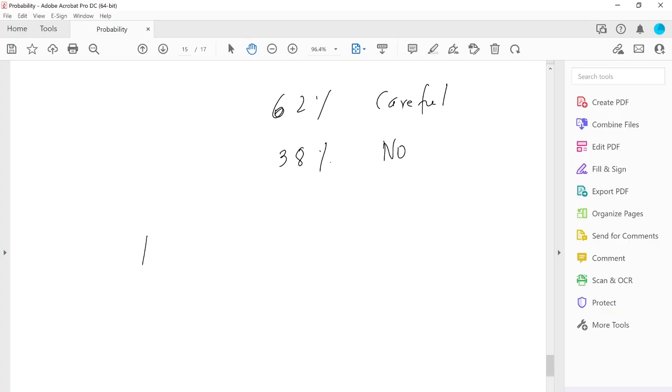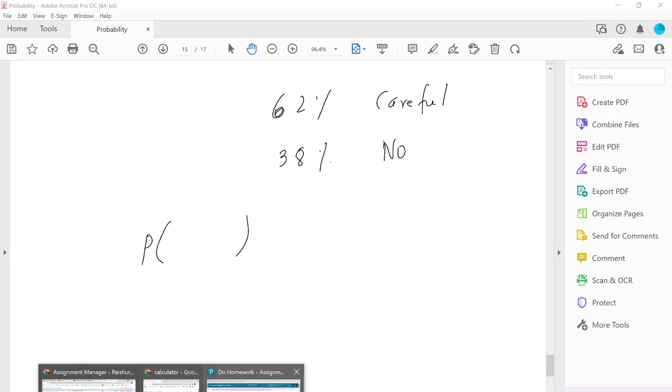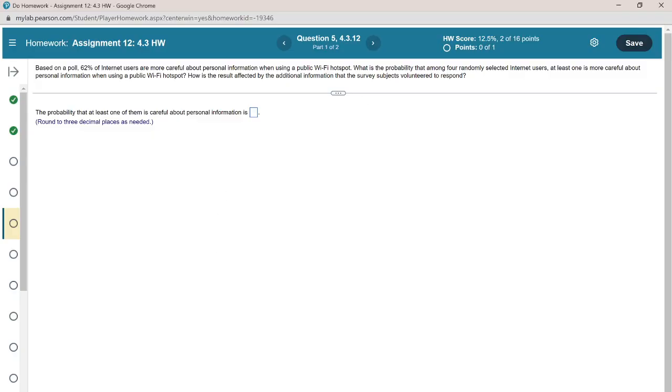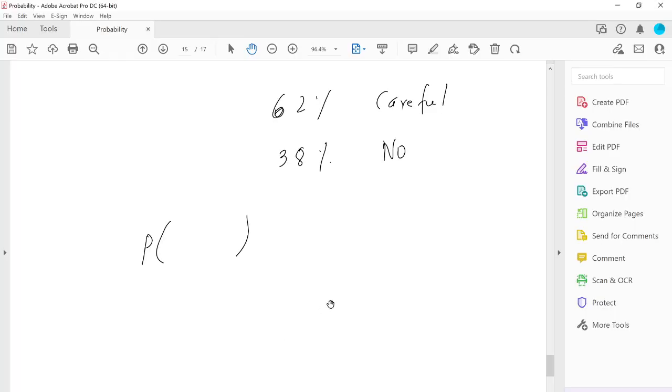So we would like to find out the probability if we choose 4 internet users. What is the probability that among 4 randomly selected internet users, at least one is more careful? So at least one is more careful, which is the same as 1 minus the probability of no one being careful.